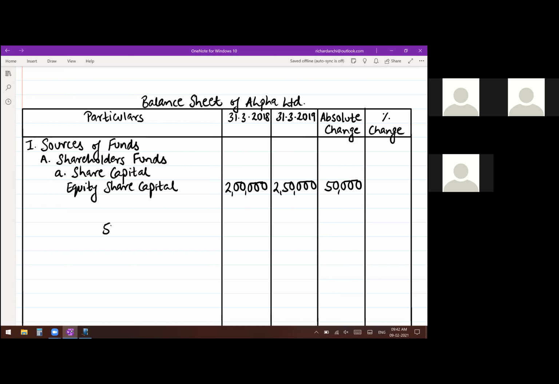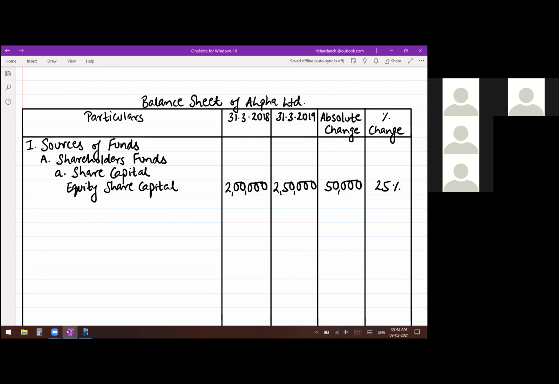So do this calculation and tell me, 50,000 divided by 2 lakhs into 100. What is the percentage change? Is it 25%? Yes. Okay, 25%. This means it has increased by 25%. If you put it in a bracket, that denotes a decrease. Okay, let's move on to the next.